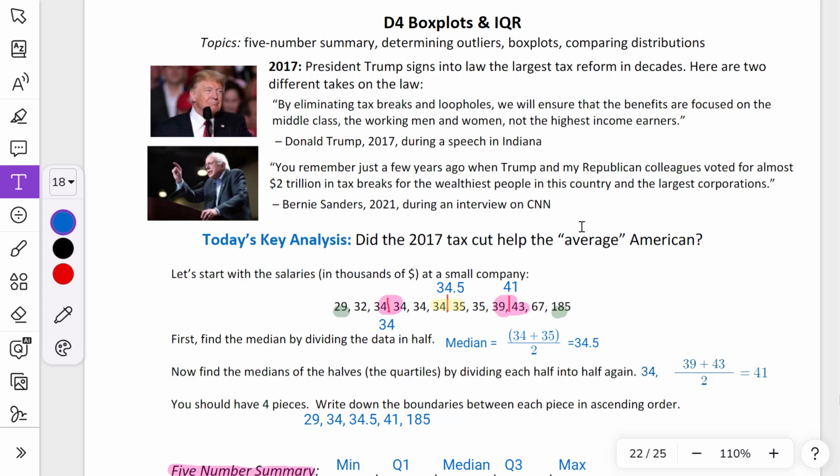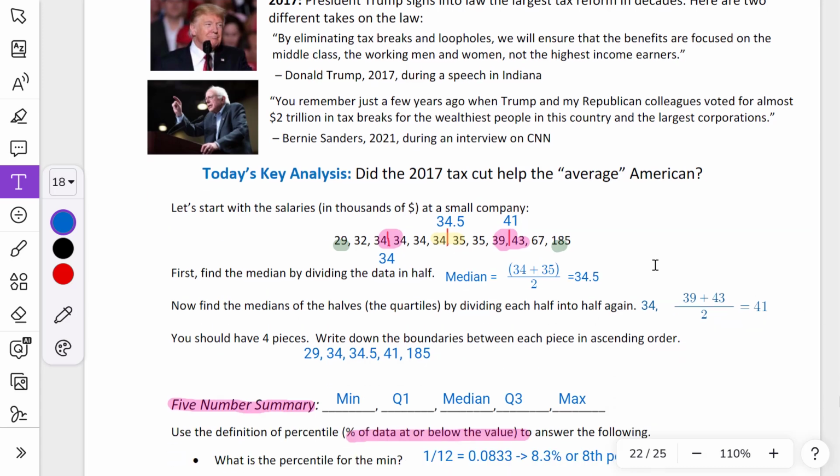Now, the other side of this is that a lot of people, like Bernie Sanders down here, say: you remember just a few years ago when Trump and my Republican colleagues voted for almost $2 trillion in tax breaks for the wealthiest people in this country and the largest corporations. So the question is, are tax cuts really benefiting the wealthy, or is it really benefiting the middle class? We're going to look at both of those statements using a box plot. But before we do that, let's go ahead and practice with box plots.